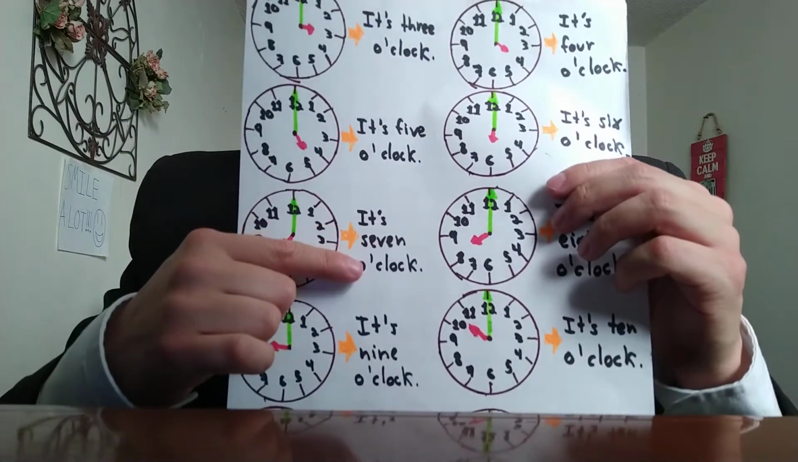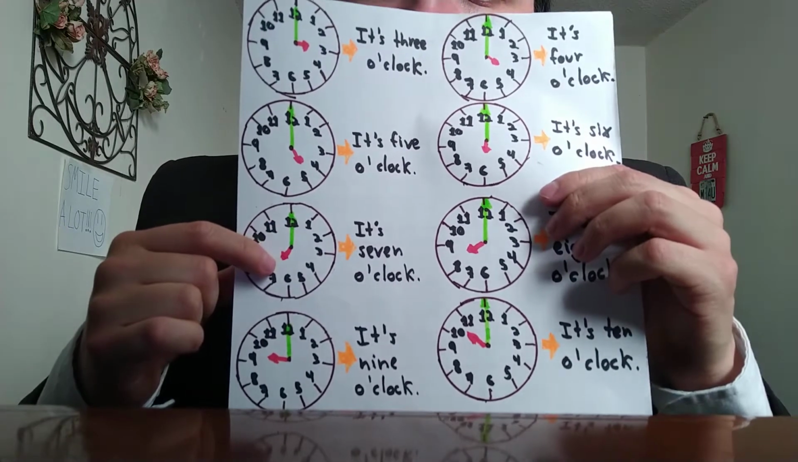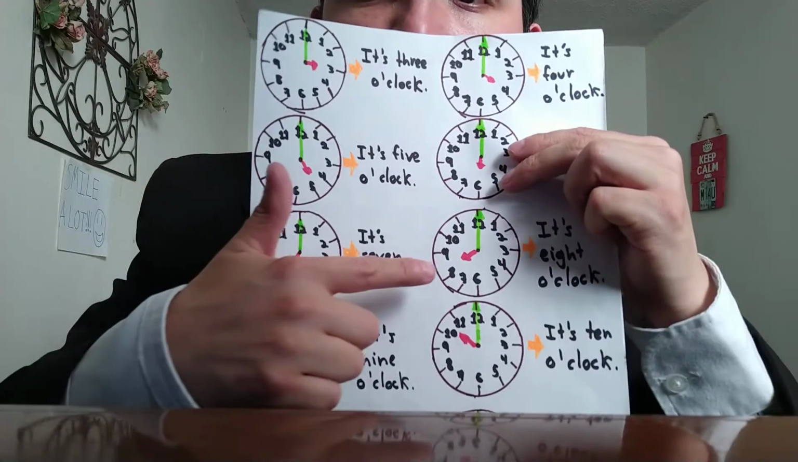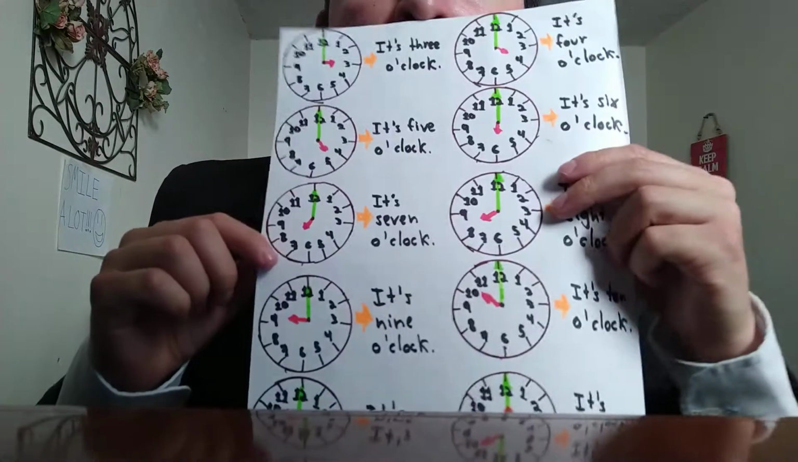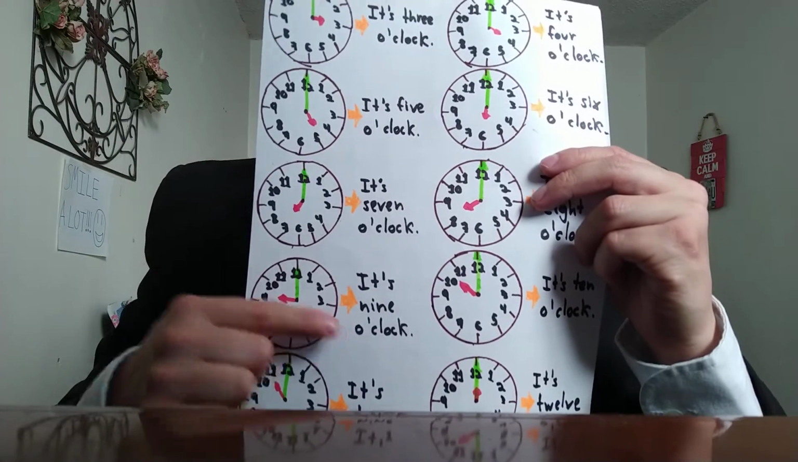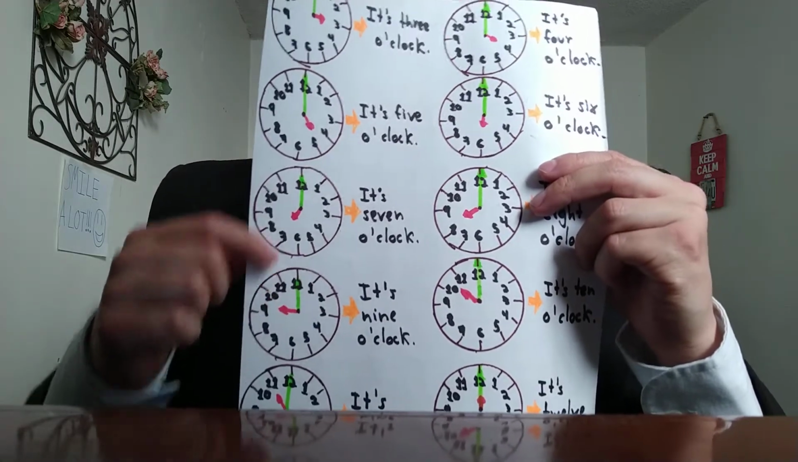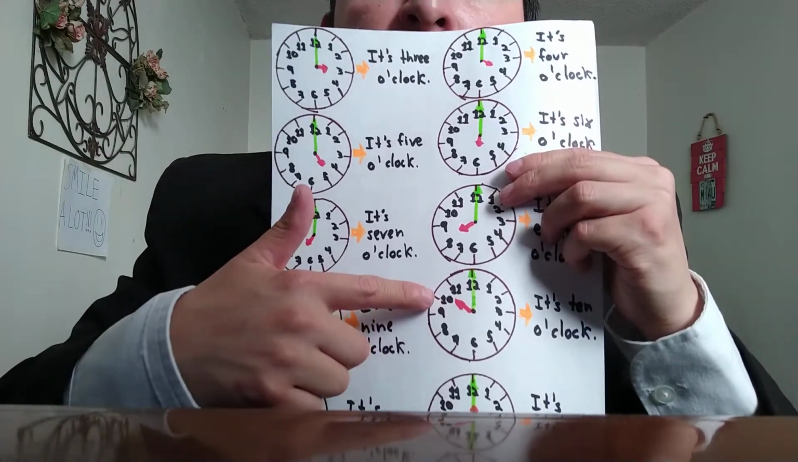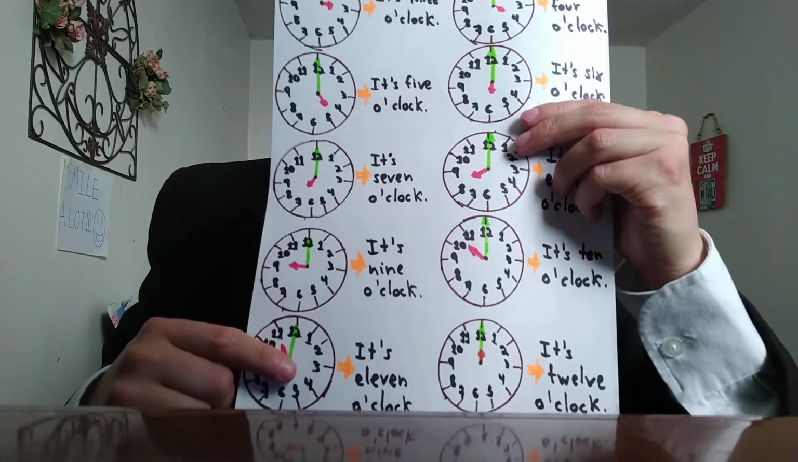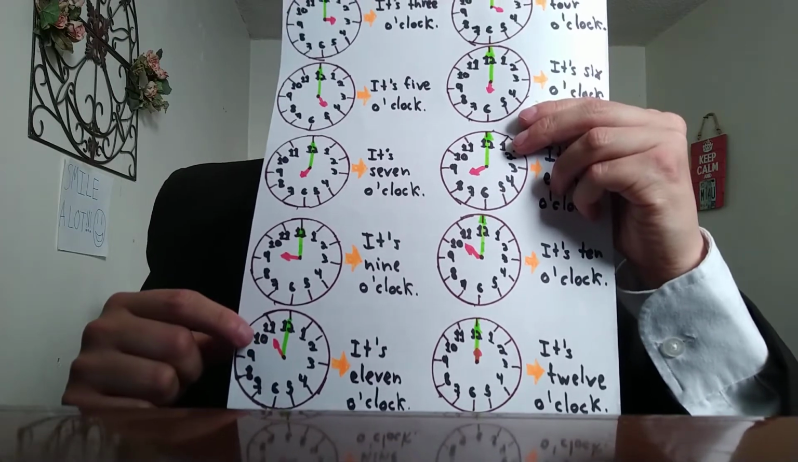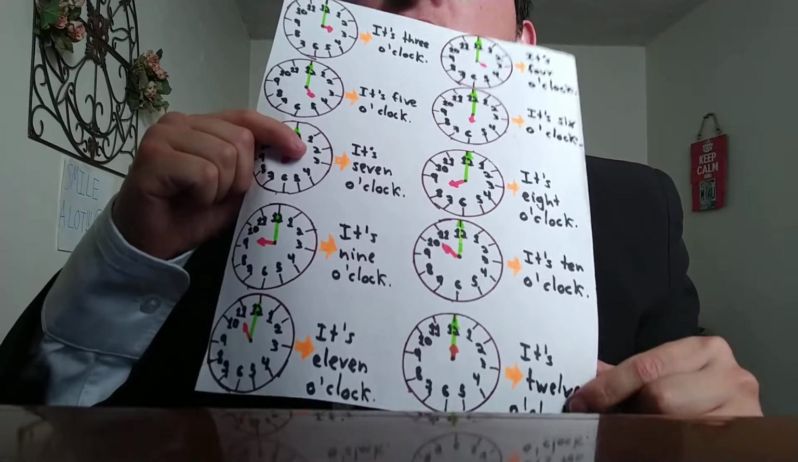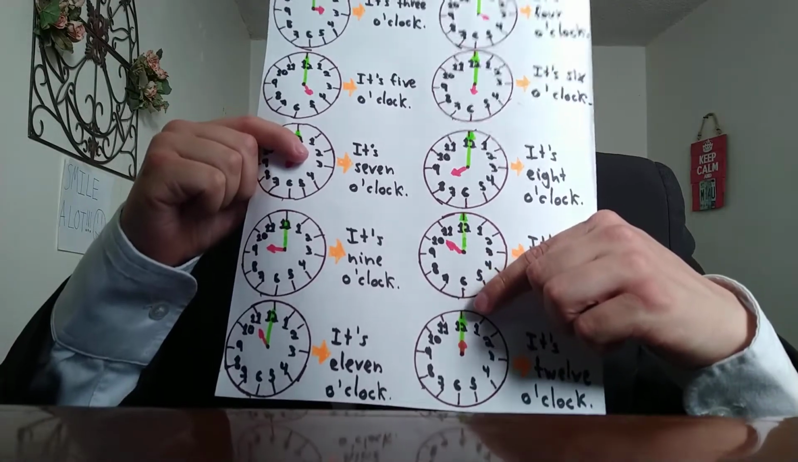It's 7 o'clock because it points to number 7. It's 8 o'clock because it points to number 8. It's 9 o'clock because it points to number 9. It's 10 o'clock because it points to number 10. It's 11 o'clock because it points to 11. And finally, it's 12 o'clock because it points to number 12. Do you see?